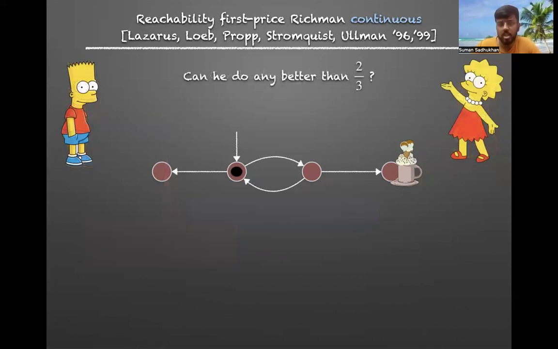And of course, we can still ask: can he do any better than 2/3? That is, can you still win with less than 2/3? But the answer is no, and I'm not showing it, but you have to believe me. We can in fact show that if we give Bart less than 2/3, then Lisa has a winning strategy. So this is the budget that we are interested in, and we call it the threshold budget. That is the minimum necessary and sufficient budget Bart needs to win from that vertex.